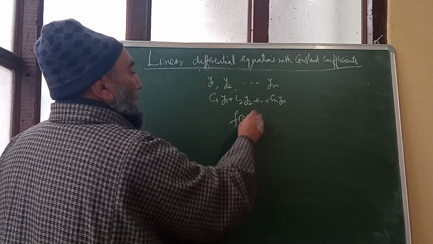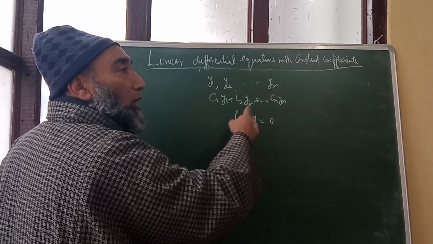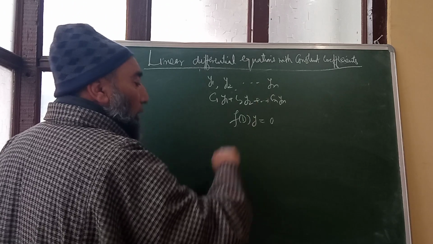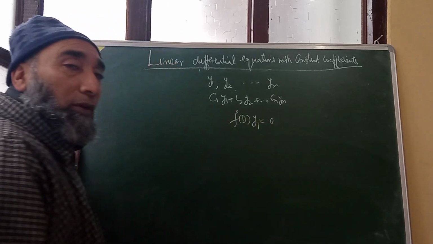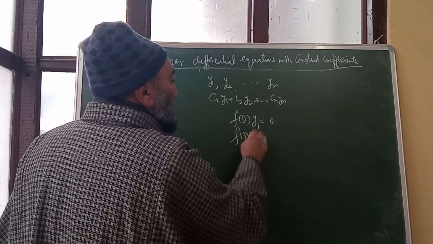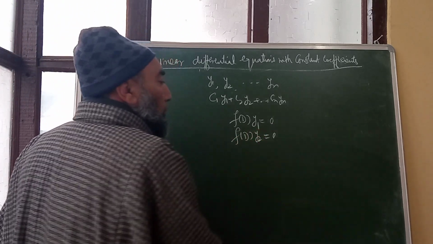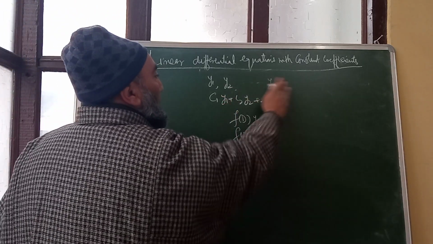If you have f(D) operating on y equals 0, you know what the solution is: y equals e raised to the power mx. Now if y1 is a solution, then f(D) operating on y1 equals 0. If y2 is a solution, then f(D) operating on y2 equals 0. Let me take 2 only.